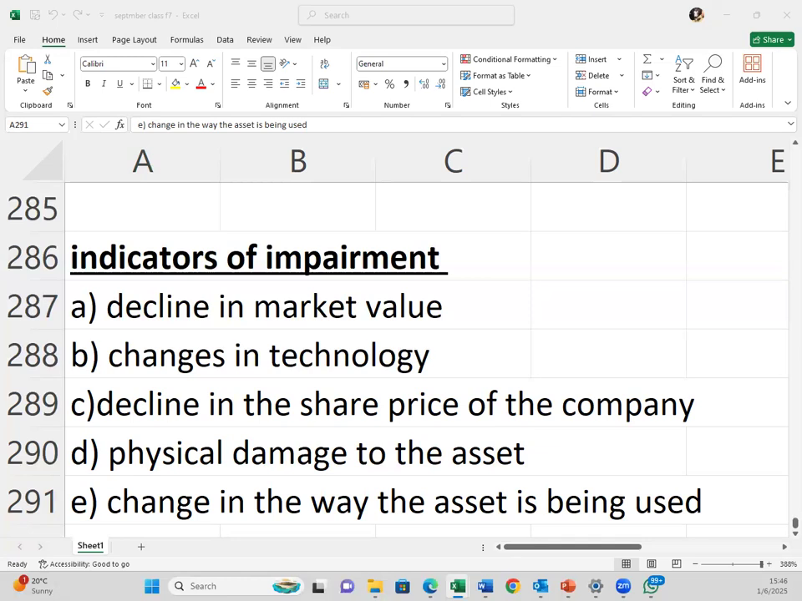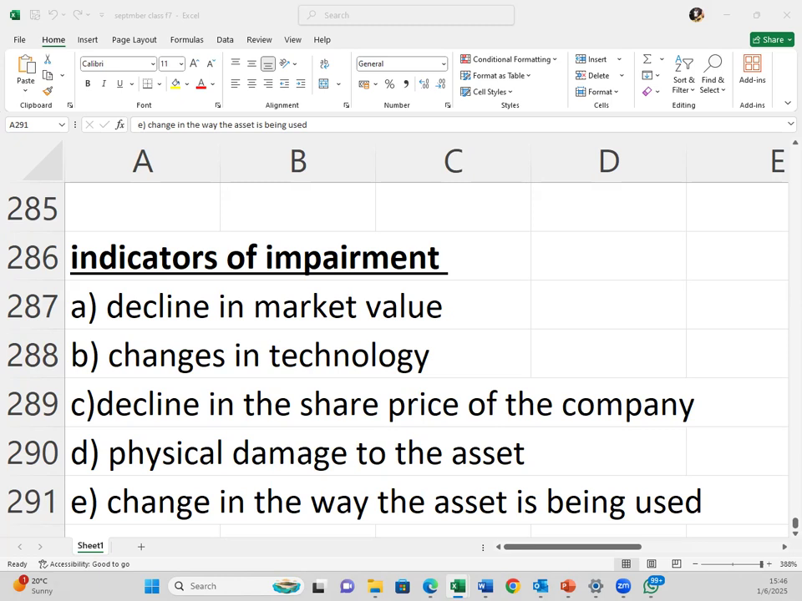So after there's an indicator for impairment, the next thing is we must carry out an impairment review. If you're conducting an impairment review, it's just a verification that indeed the assets still have the carrying amount we have recorded in the books. We have not overvalued our assets.